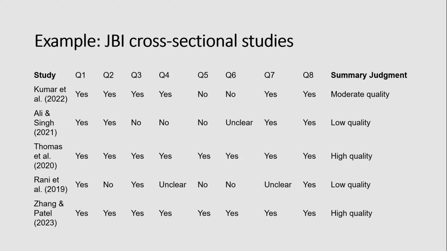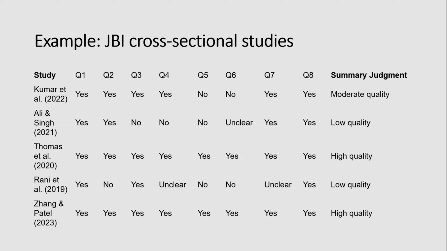So to show an example, JBI cross-sectional studies. If you are having 5 studies, and you are having a number of items, like 8 items for the cross-sectional studies, you can mention like question 1 had that item. So I will give it as yes, question 2 yes, question 3 yes, question 4 yes, like that. So you have to mention.